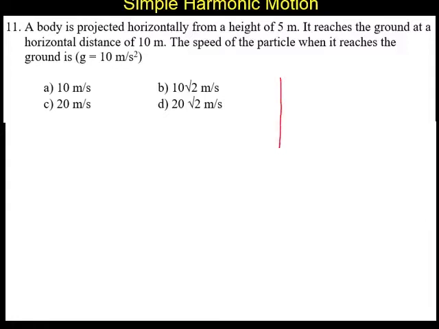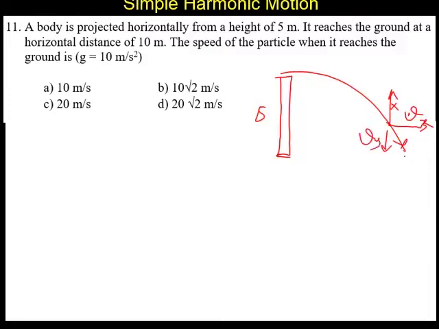So we will take this as the projection. This is 5 meters. From here we are projecting it, and it is hitting the ground. When it is hitting the ground, there will be two velocities. At any point there will be two velocities: one along the x-axis, another along the y-axis. In this case it will be in this direction, not in this direction. So this is the velocity along the x-axis, and this is the velocity along the y-axis.